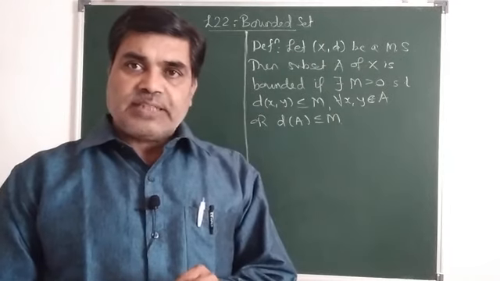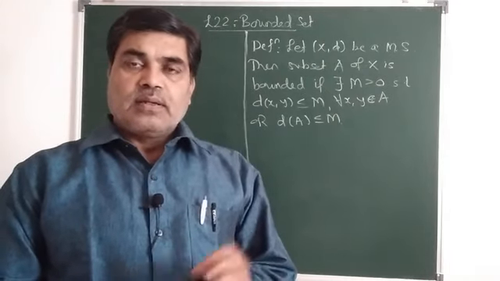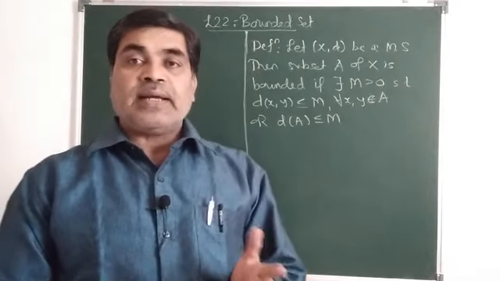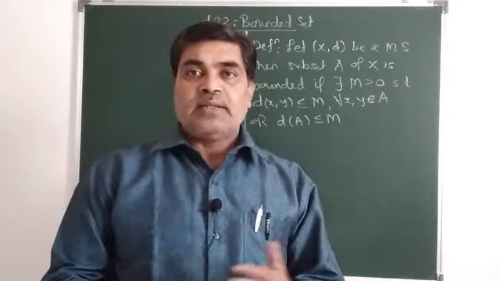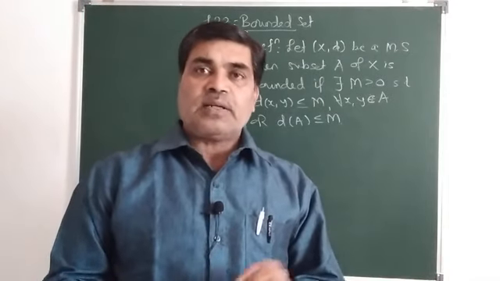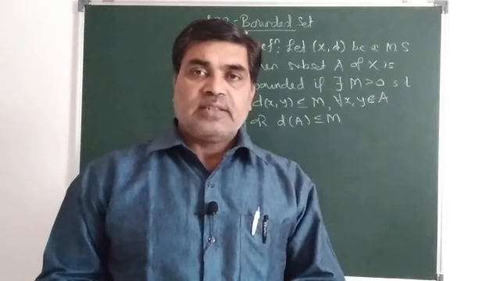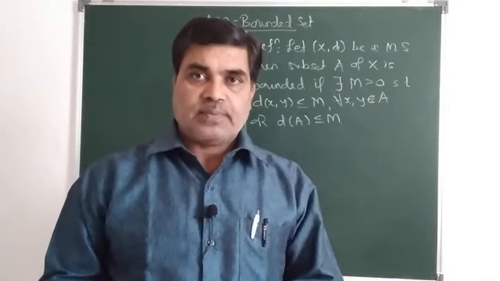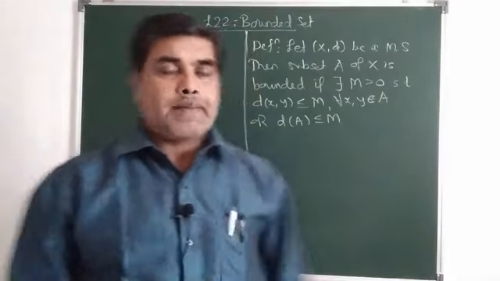In a discrete metric space, d(x, y) is 0 if x equals y, and 1 if x is not equal to y. Then d(x, y) is less than or equal to 1 for all x, y belonging to X, and therefore the discrete metric space is a bounded metric space. Okay.